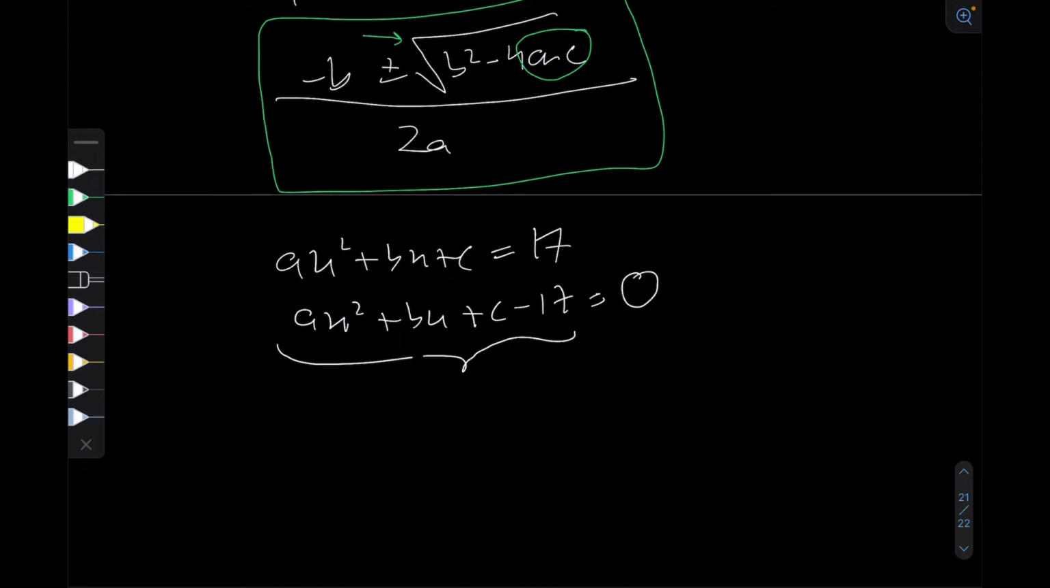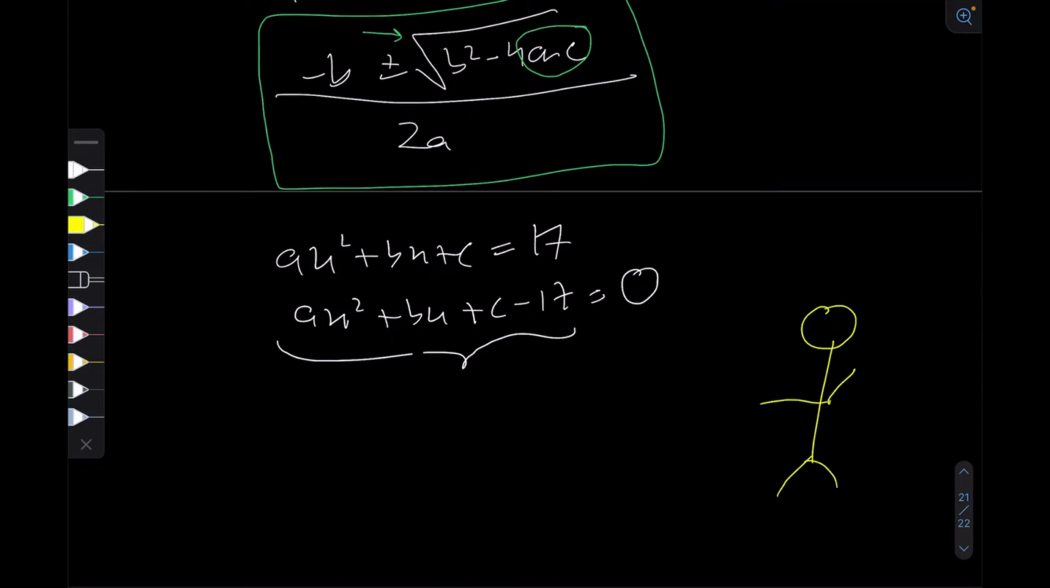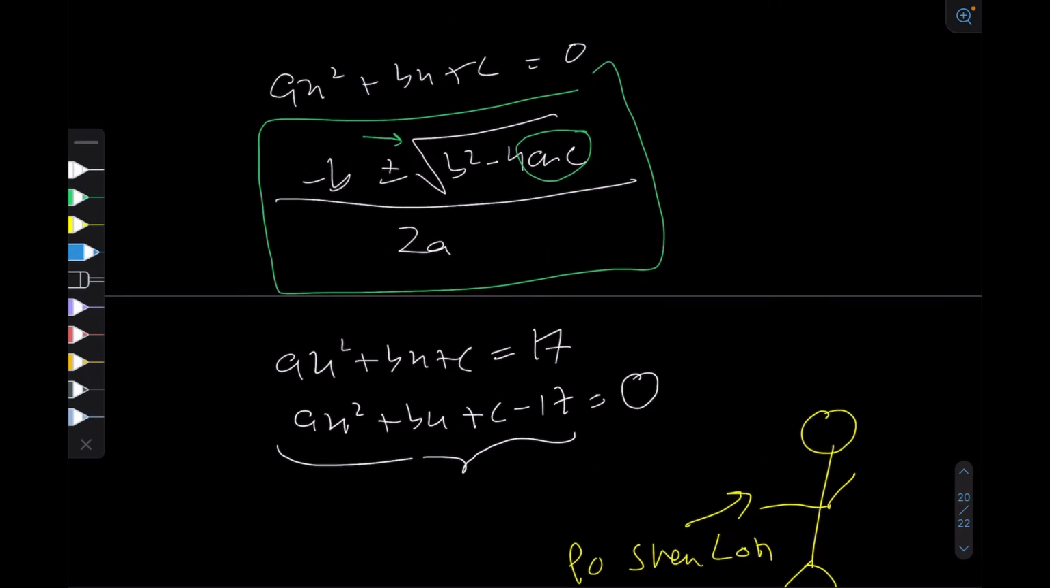So there's this person, Professor Shen Loh. He's a math professor at Carnegie Mellon University, and he also teaches the US IMO team, I think. And he came up with a different way of solving the quadratic formula. I'm not sure if he came up with it or if he rediscovered it or whatever the case is, but there's a different way of solving for the zeros of a quadratic equation.